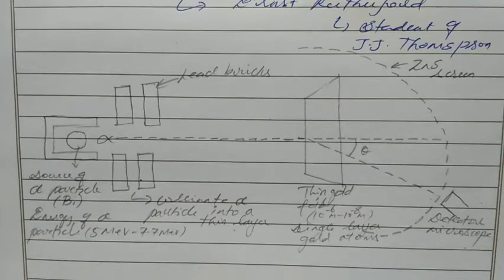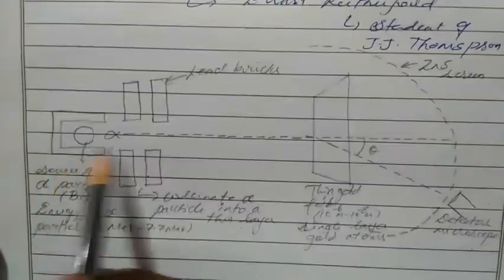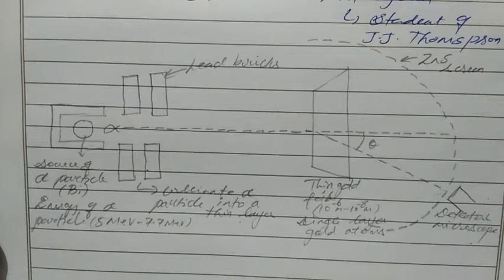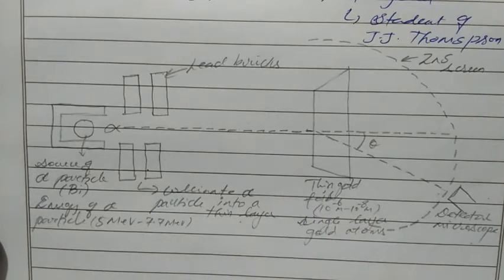So from this source we have lakhs of alpha particles emitted from the bismuth material, and they are made to hit the thin gold foil as well as the zinc sulfide screen.